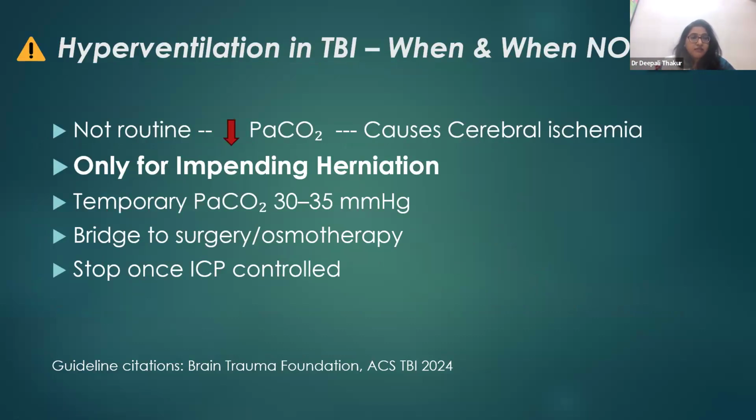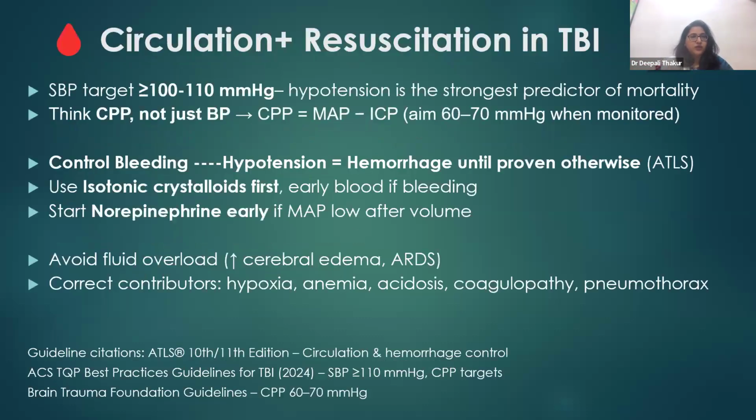Hyperventilation, when can we give? It is not a routine strategy anymore nowadays because low PaCO2 causes cerebral ischemia. We don't want that, right? So only for impending herniation, where you are buying time till the definitive measures are taken care of, or till your osmotherapy works, or till the patient is posted for surgery. For a very short duration of time, temporarily, you can maintain PaCO2 levels between 30 to 35, and it has to be immediately stopped once the ICP is controlled, right?